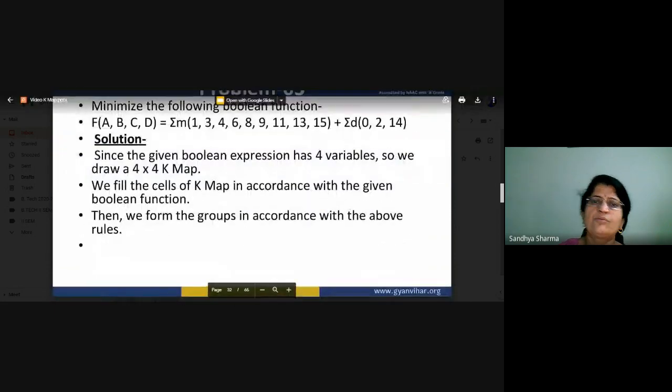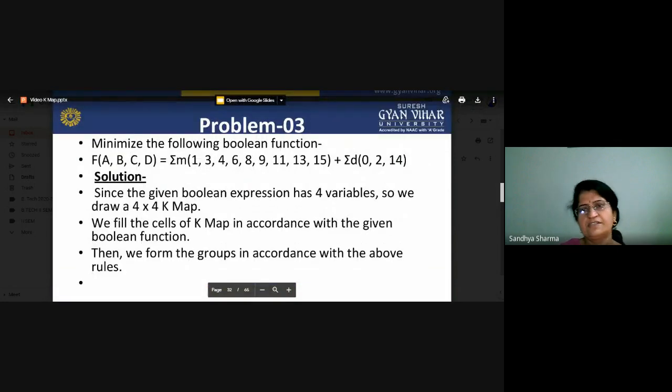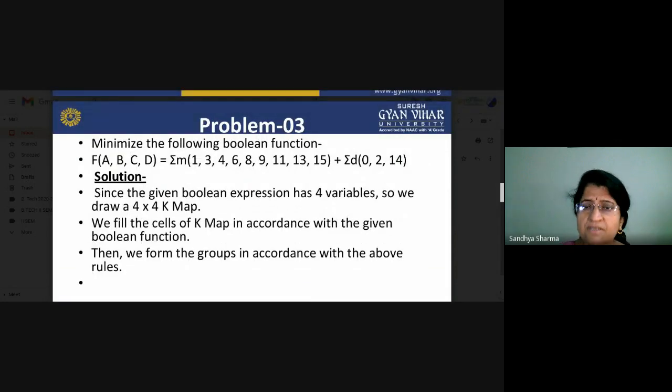In problem 3, there are don't care conditions, and we'll study what the don't care conditions are. Okay, so what are the don't care conditions?